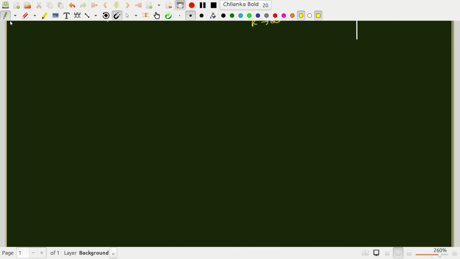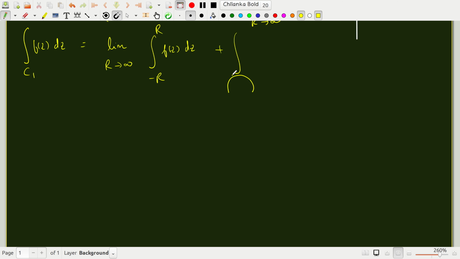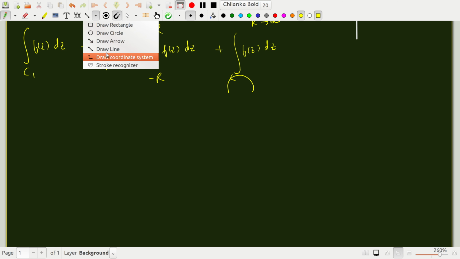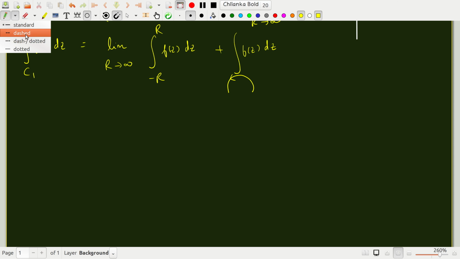So how do we do this? The integral over C1 of f of z dz is nothing but the limit as r tends to infinity of the integral from minus r to plus r of f of z dz, plus the integral over the semicircle with r going to infinity of the same f of z dz. Now let's first deal with this part.